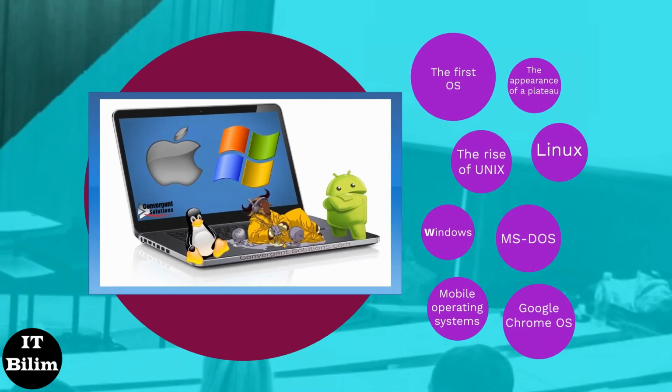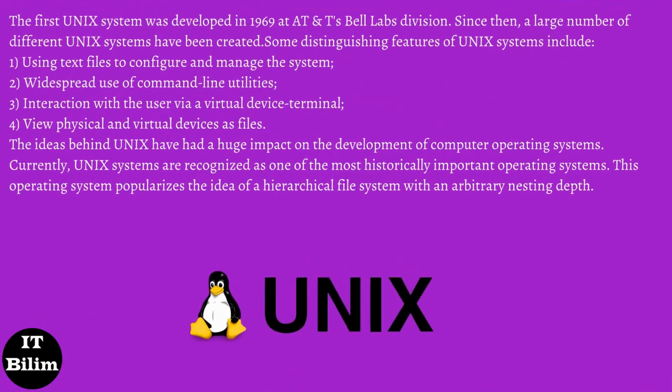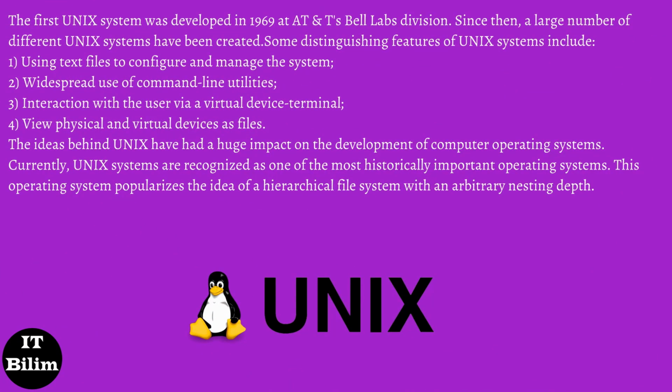The rise of Unix. The first Unix system was developed in 1969 at AT&T's Bell Labs division. Since then, a large number of different Unix systems have been created. Some distinguishing features of Unix systems include: 1. Using text files to configure and manage the system. 2. Widespread use of command line utilities. 3. Interaction with the user via a virtual device terminal. 4. Viewing physical and virtual devices as files.